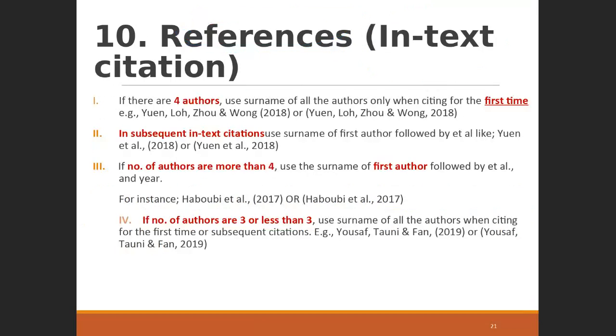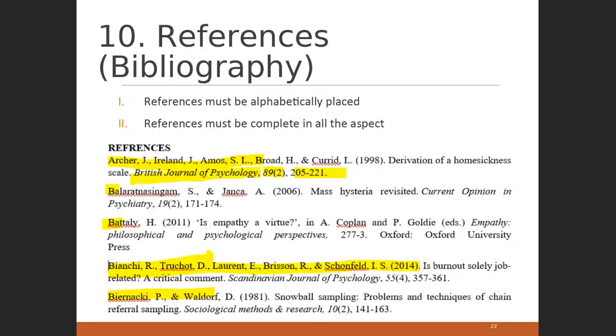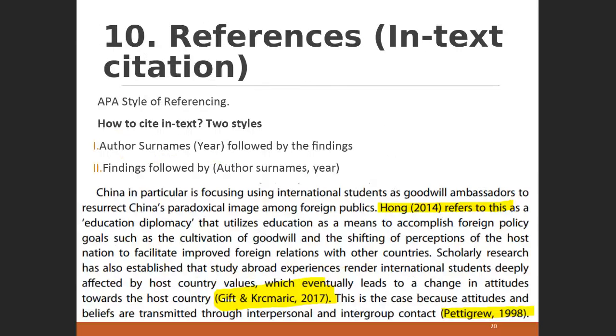Okay, and then there are references at the end of your research report, which are bibliographic references. They are the references which are found at the end of your research report. So there are two types of references. Now let me give you some details about the in-text citations.